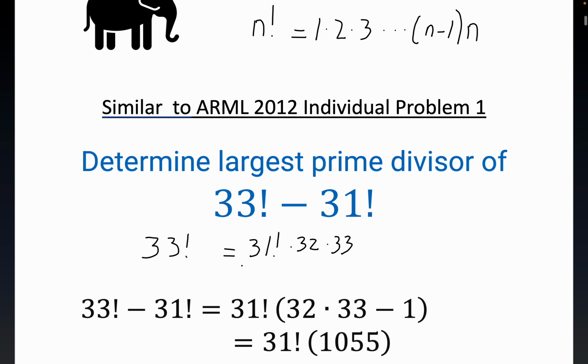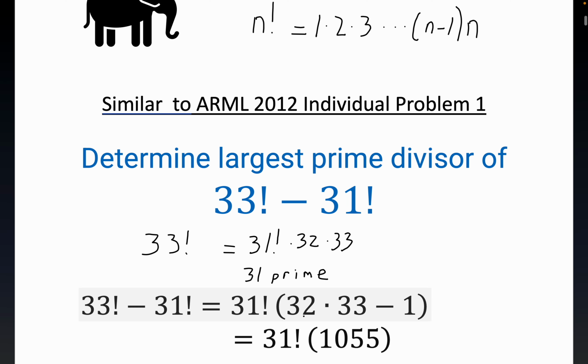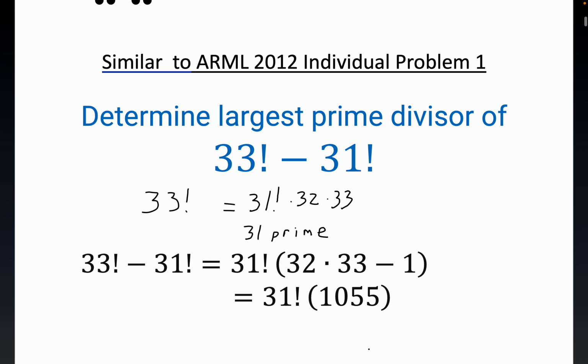We use this fact to actually factor out 31 factorial. So at this stage of the problem, 31 manifestly is the candidate for the largest prime, right? 31 is prime. But the question is whether it would be the largest one, notwithstanding knowing what this is right here. So 31 is a prime number, and by appearance there's a possibility it's the largest prime divisor. But we have to take a look at this expression here in the parentheses. And when you simplify this, 32 times 33 minus 1 is 1,055. We got lucky because it's manifestly divisible by 5.